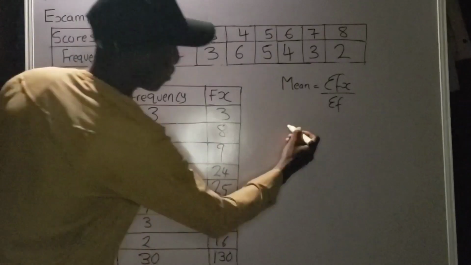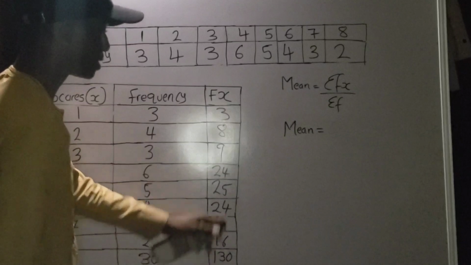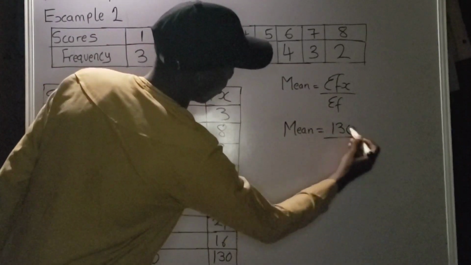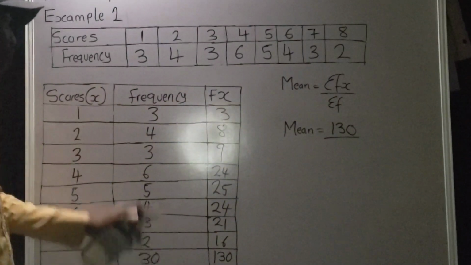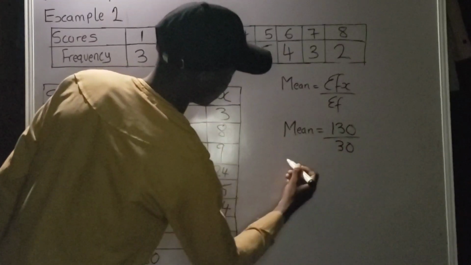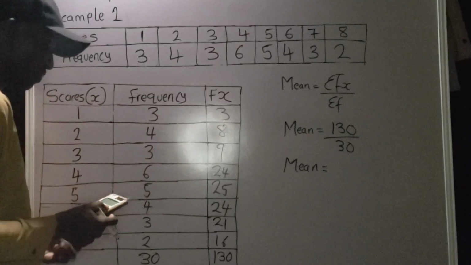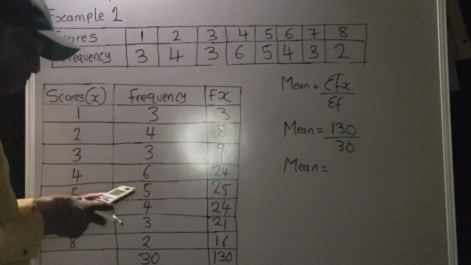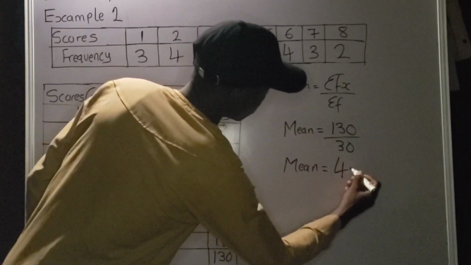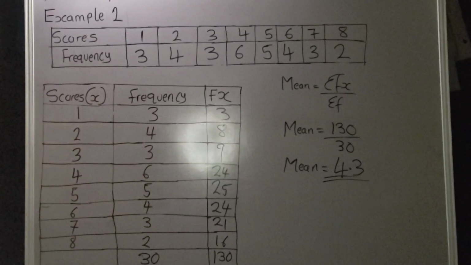130. So the mean of this frequency distribution is equal to summation fx, which is 130, all over summation f. Summation f is what? 30. So 130 all over 30. So the mean of this frequency distribution, if you divide 130 by 30, is 4.3. So the mean of this frequency distribution is 4.3. So let's proceed to example 3.